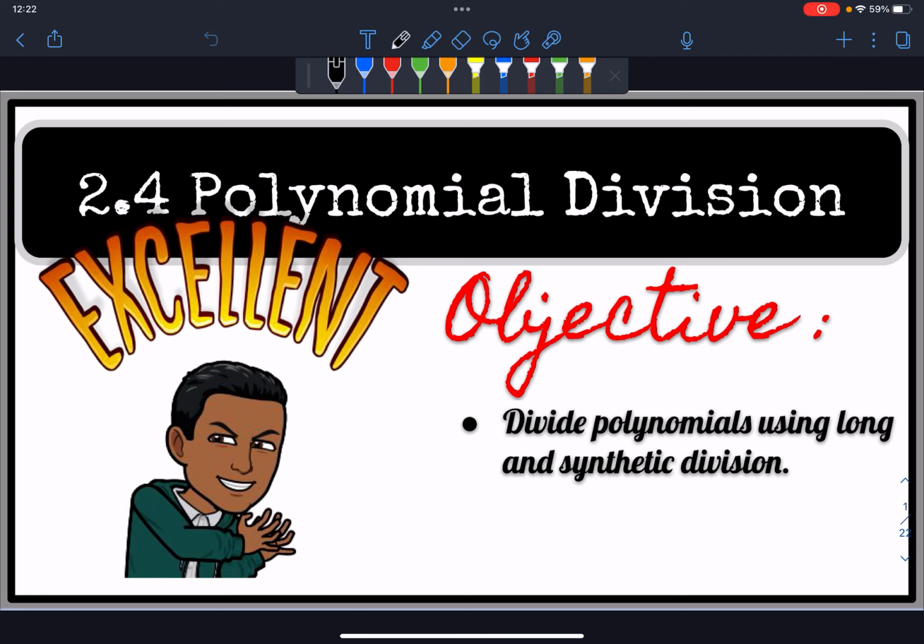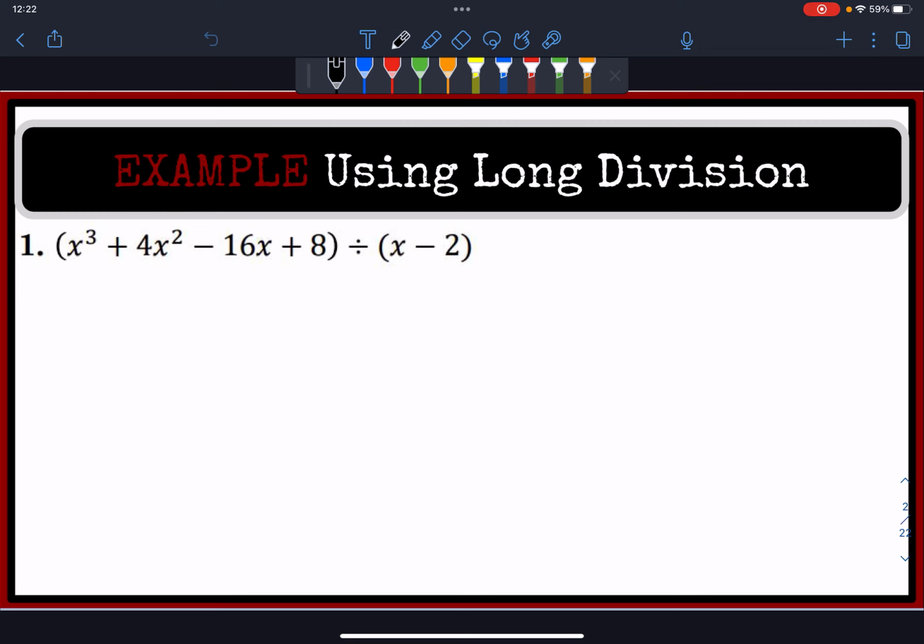Hello class, in lesson 2.4, dividing polynomials, you'll learn how to use long and synthetic division to divide polynomials. Let's get into the first example and use long division.